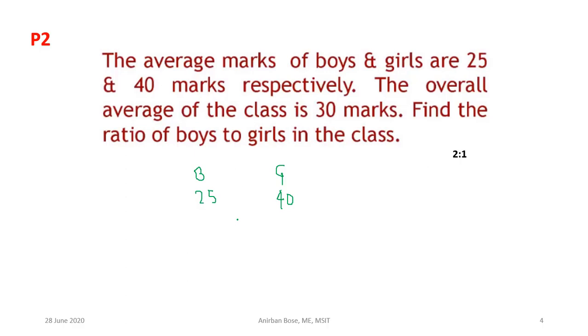What is the mean of all the students? That is 30. So what you do? Find the difference. What is that? 10. What is this difference? 5. So what is the ratio of boys to girls? 2:1. So this is the answer. Now coming to the next problem.